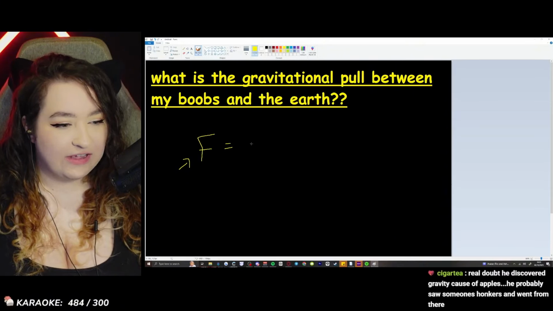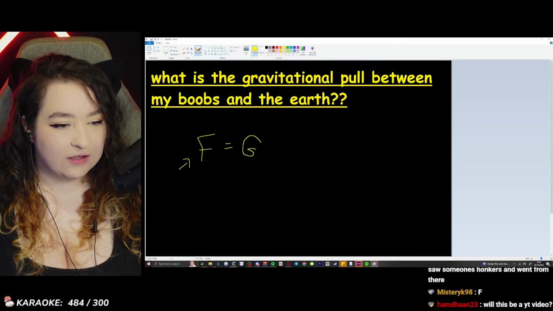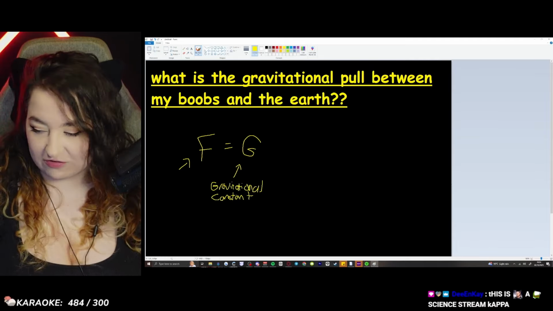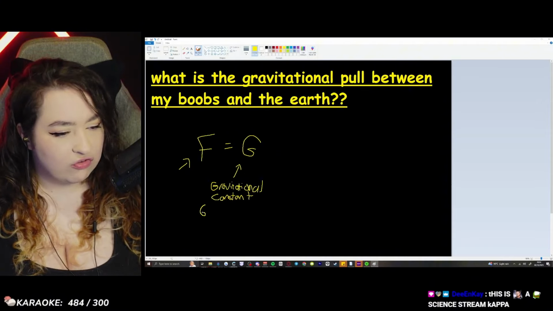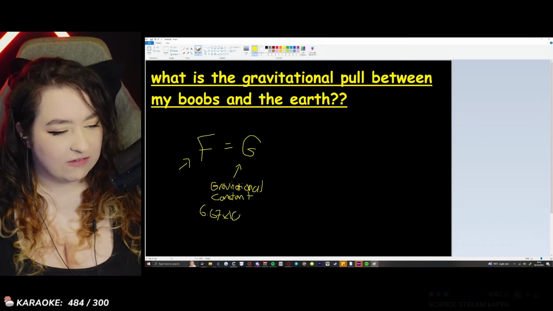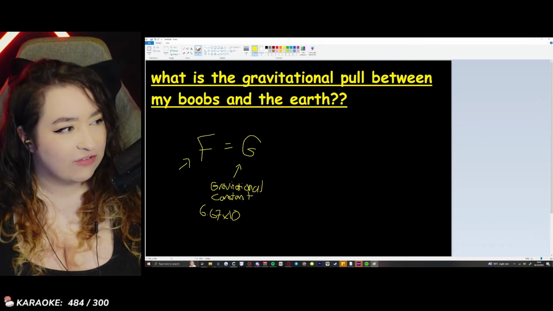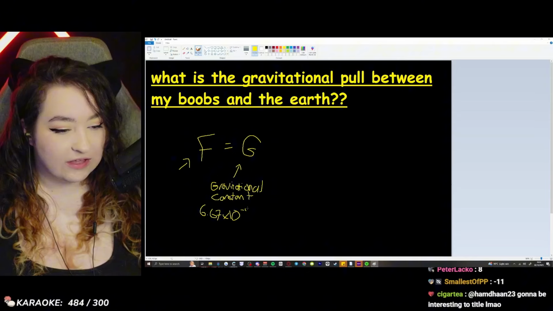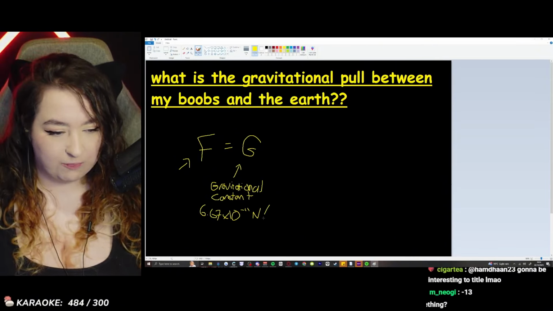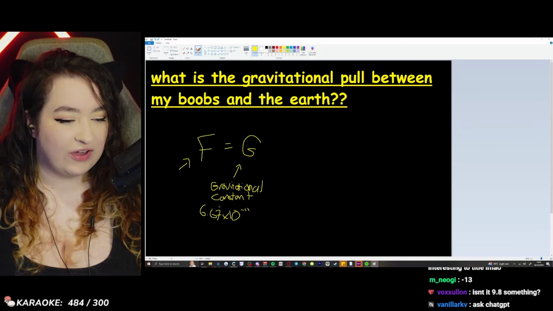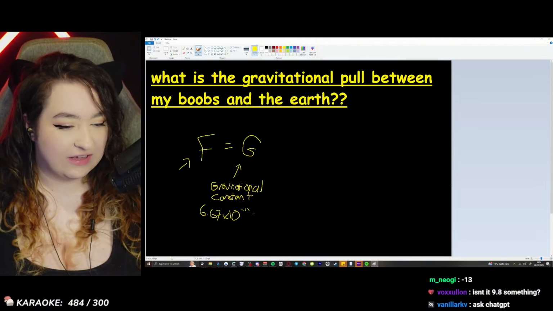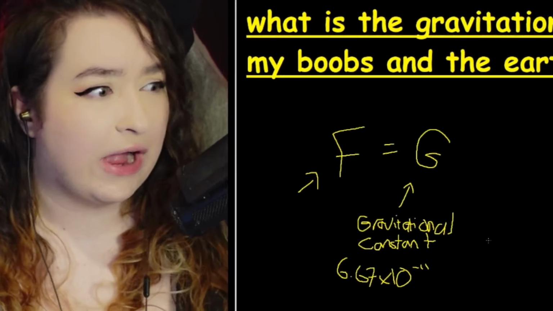But F is equal to G. This is the gravitational constant, which I think is 6.67 times 10 to the power of... what's it times 10 to the power of? Does anyone remember? Minus 11. Thank you. Minus 11 newtons. It's newtons per something. I forgot what the units are, okay? It's like newtons, meters, kilograms, something like that, right?